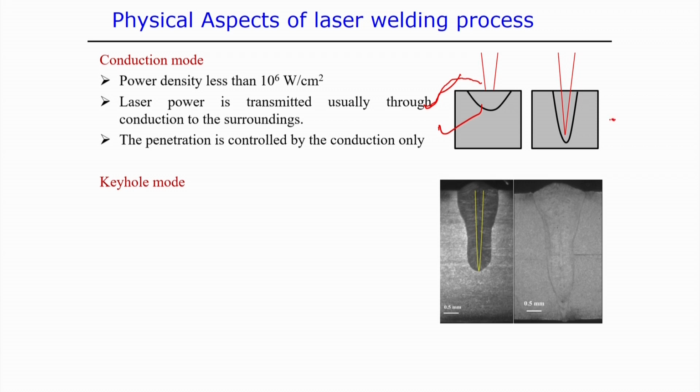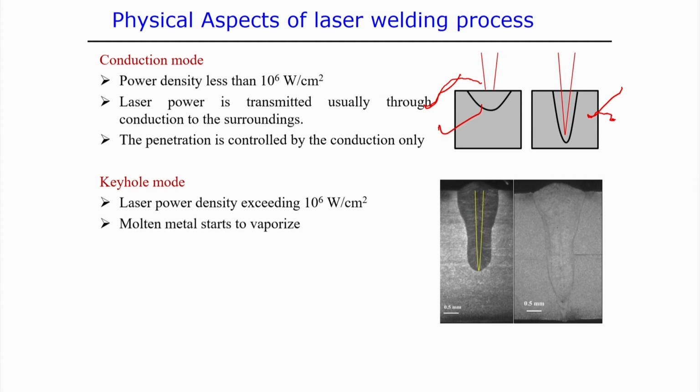Now if we see the right hand side figure, the laser is penetrated into the substrate material and it produces a high depth of penetration. This type of welding is generally considered the keyhole mode laser welding process. So what are the typical characteristics of this keyhole mode laser welding process? First, in terms of the power density, we can define the keyhole mode laser welding process. In this case, the power density is normally 10 to the power 6 watt per centimeter square.